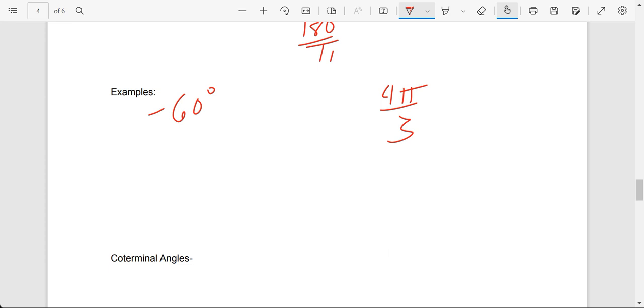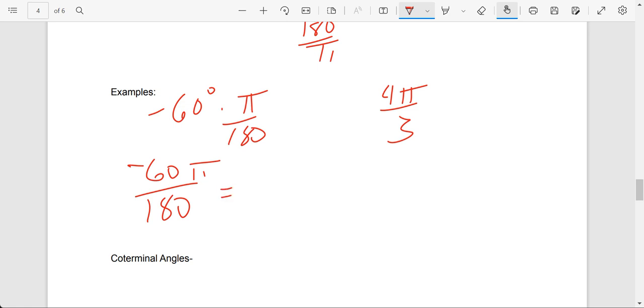So I'm given degrees, I want radians. So what do you do? You multiply by pi over 180. We get negative 60 pi over 180. If you reduce 60 over 180, you can take the top and bottom and divide by 60. You'll get negative pi over 3 for your answer.